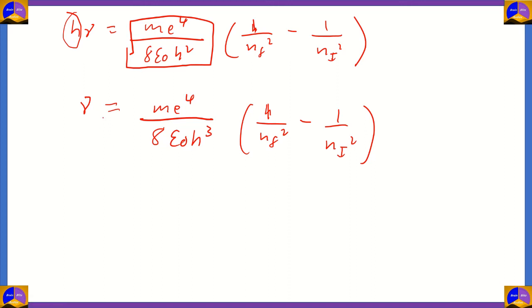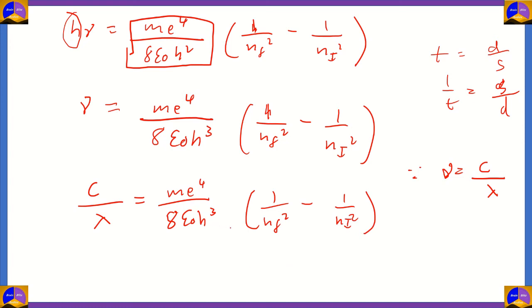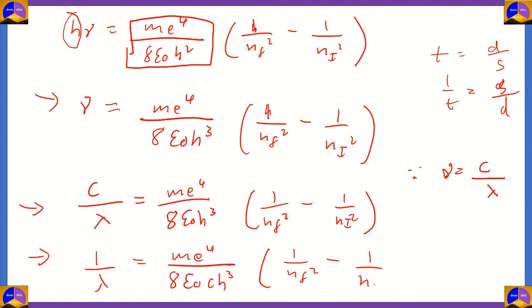So you have frequency given here. And another formula for frequency is the speed of light divided by the wavelength. Now, this is the same as time is equal to distance by speed, so 1 by time is equal to speed by distance, and frequency is 1 by time. So therefore, c divided by lambda will be equal to m e raised to 4 divided by 8 epsilon naught h cube times 1 by nf square minus 1 by ni square. And in order to express this relation in terms of only wavelength, we take c to the right hand side, so you have 1 by lambda equals m e raised to 4 divided by 8 epsilon naught c h cube, and then inside the bracket you have 1 by nf square minus 1 by ni square.